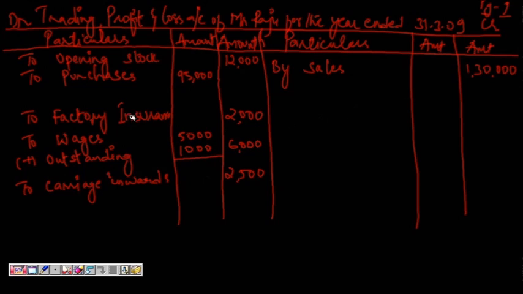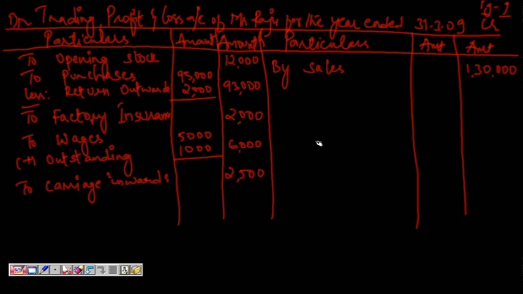Then after that, return outwards. That means purchase returns. How can you say whether return outwards is purchase returns or sales returns? Because here he is saying return outwards. When will you return outwards? When you purchase. Clear? So if you see the word return outwards, you should assume that it is purchase returns. So write purchases and write here less return outwards. The value of return outwards is 2,000. So 95,000 minus 2,000. This is the net purchases, 93,000.